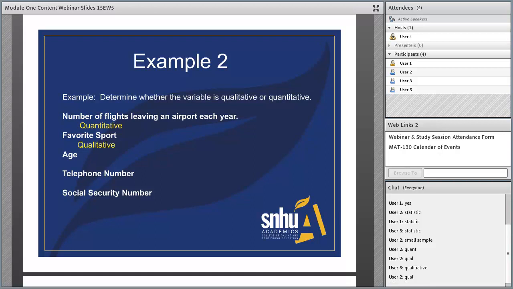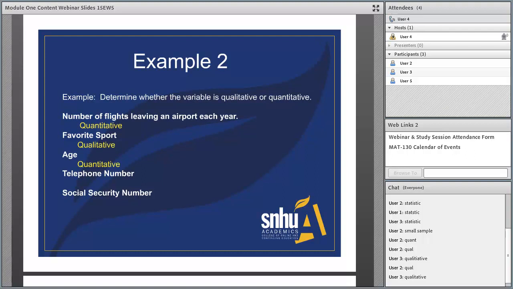Good. Was that from the last one? So age is going to be quantitative, right? So you guys are saying qualitative. Age is quantitative because it's a number, and the number has meaning. It refers to how many years it's been since you were born, and you can do arithmetic even with that number. You can say I'm twice as old as I was before. So there's definitely some sort of numerical meaning to your age.